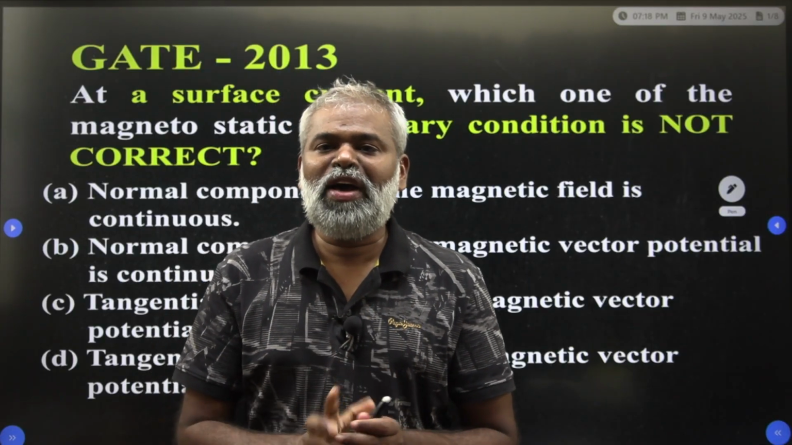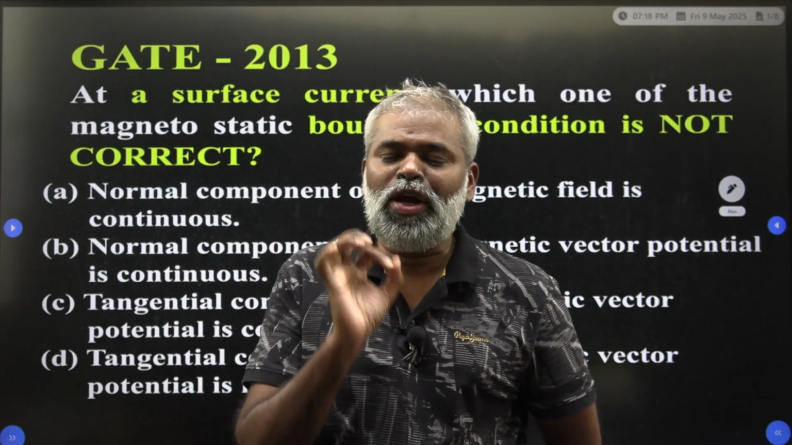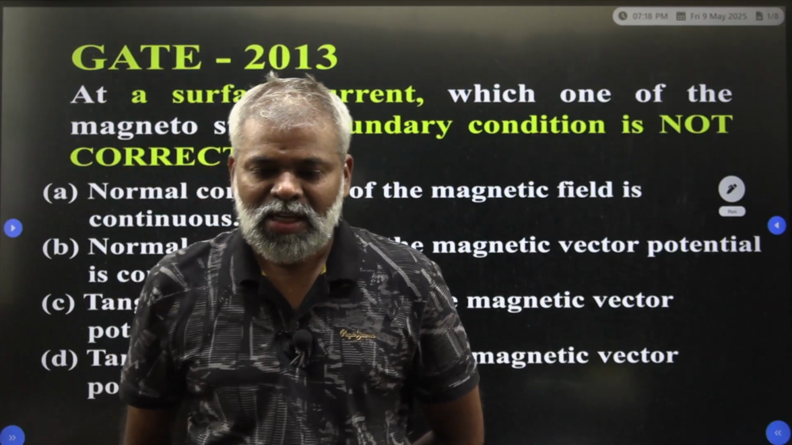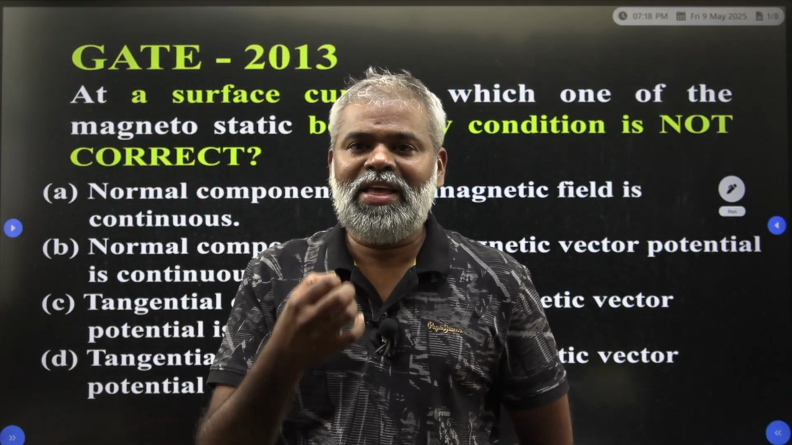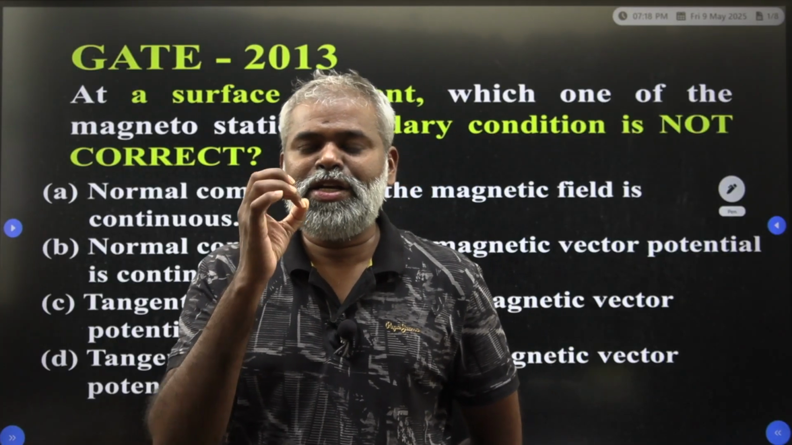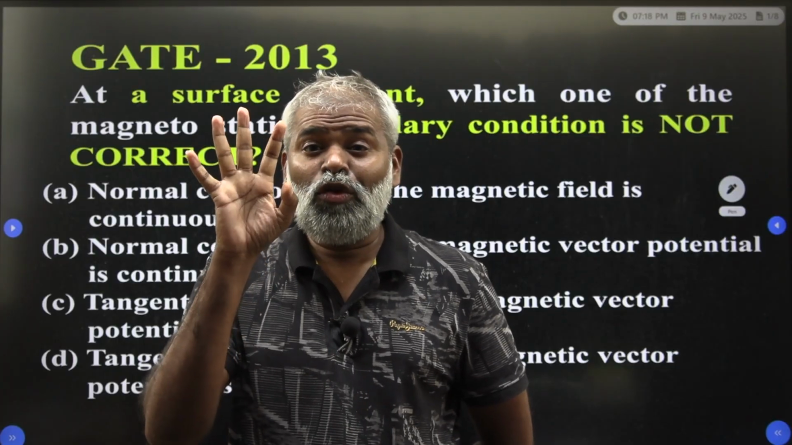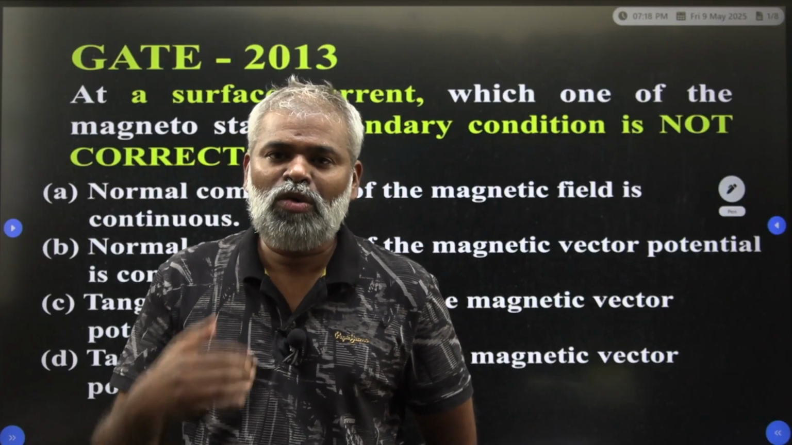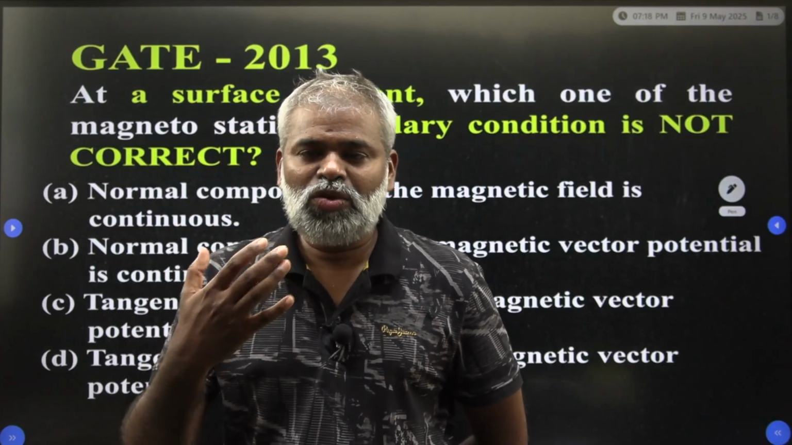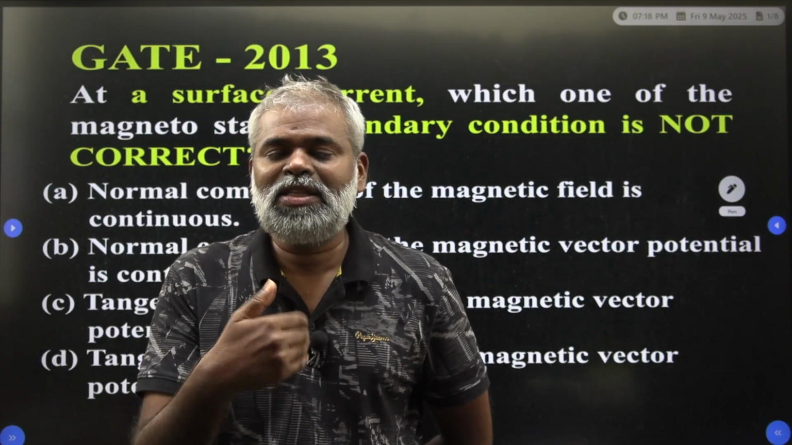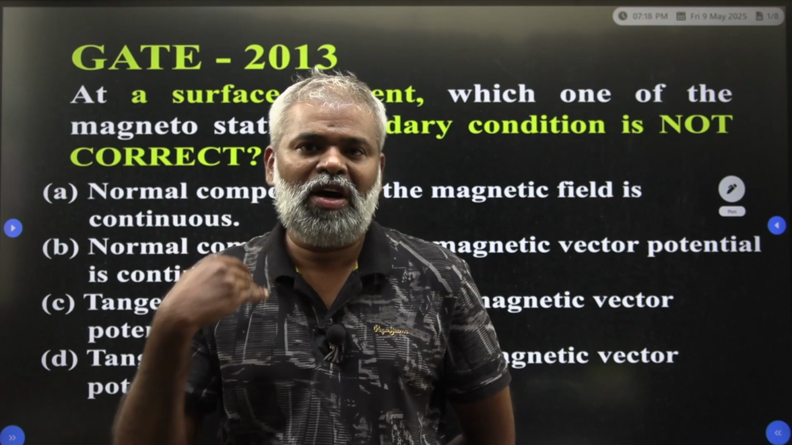In this video, we are going to discuss one more important question from magnetostatics. This is about the boundary conditions of magnetostatics. We know that we have four boundary conditions for magnetostatics. So, what are those boundary conditions? First we have to see the question for this.